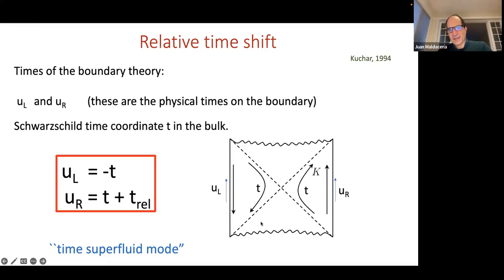It corresponds, roughly speaking, to shifting this wormhole up or down, or shifting the origin of time. And the presence of this constant is related to the fact that this wormhole breaks one combination of the time translation symmetries. So it preserves h left minus h right, but it spontaneously breaks h left plus h right. So it's a bit like the phase of a superconductor, or we could call it a time superfluid mode. This wormhole is a kind of time superfluid in the sense that it's breaking time translation symmetry. And we have this degree of freedom.